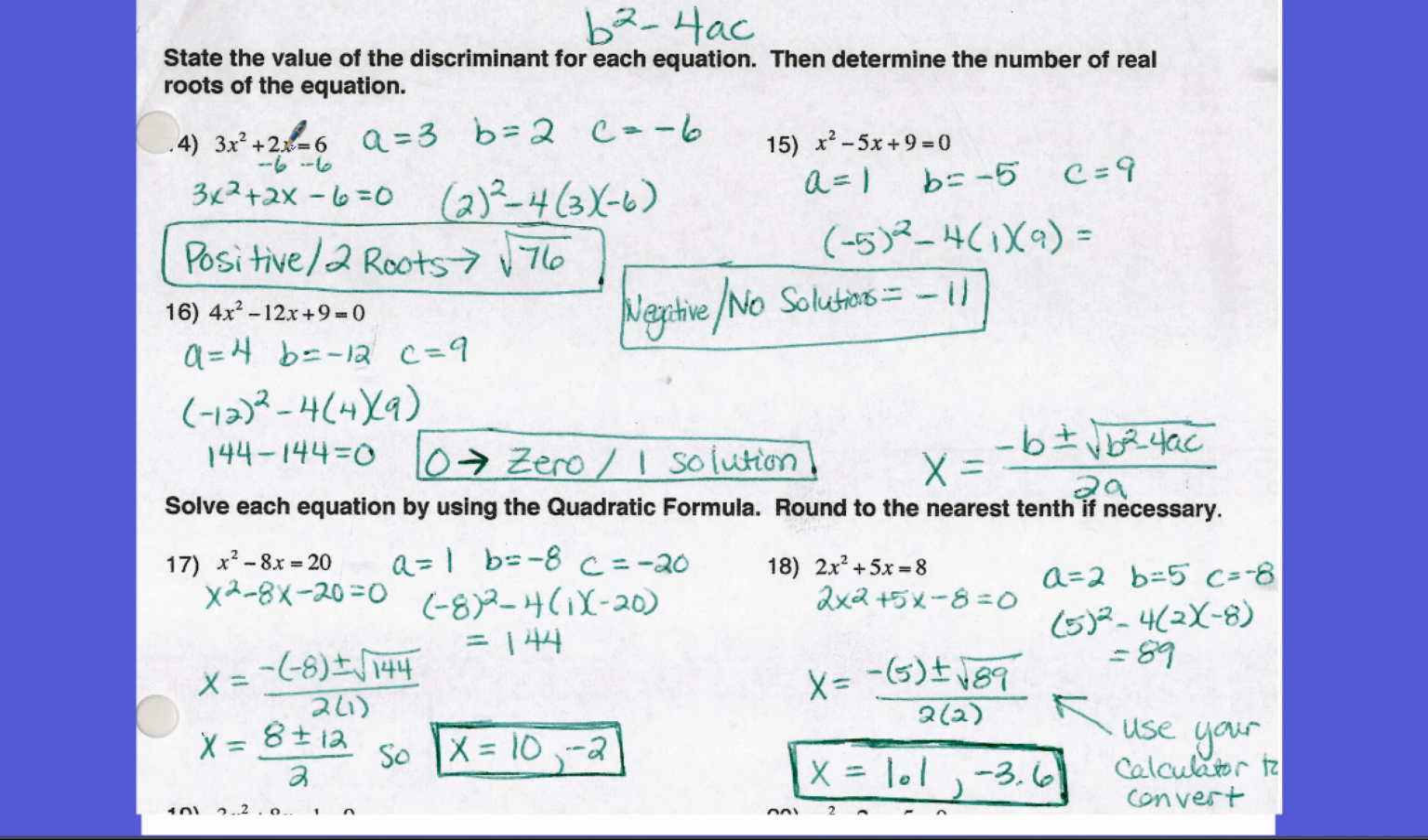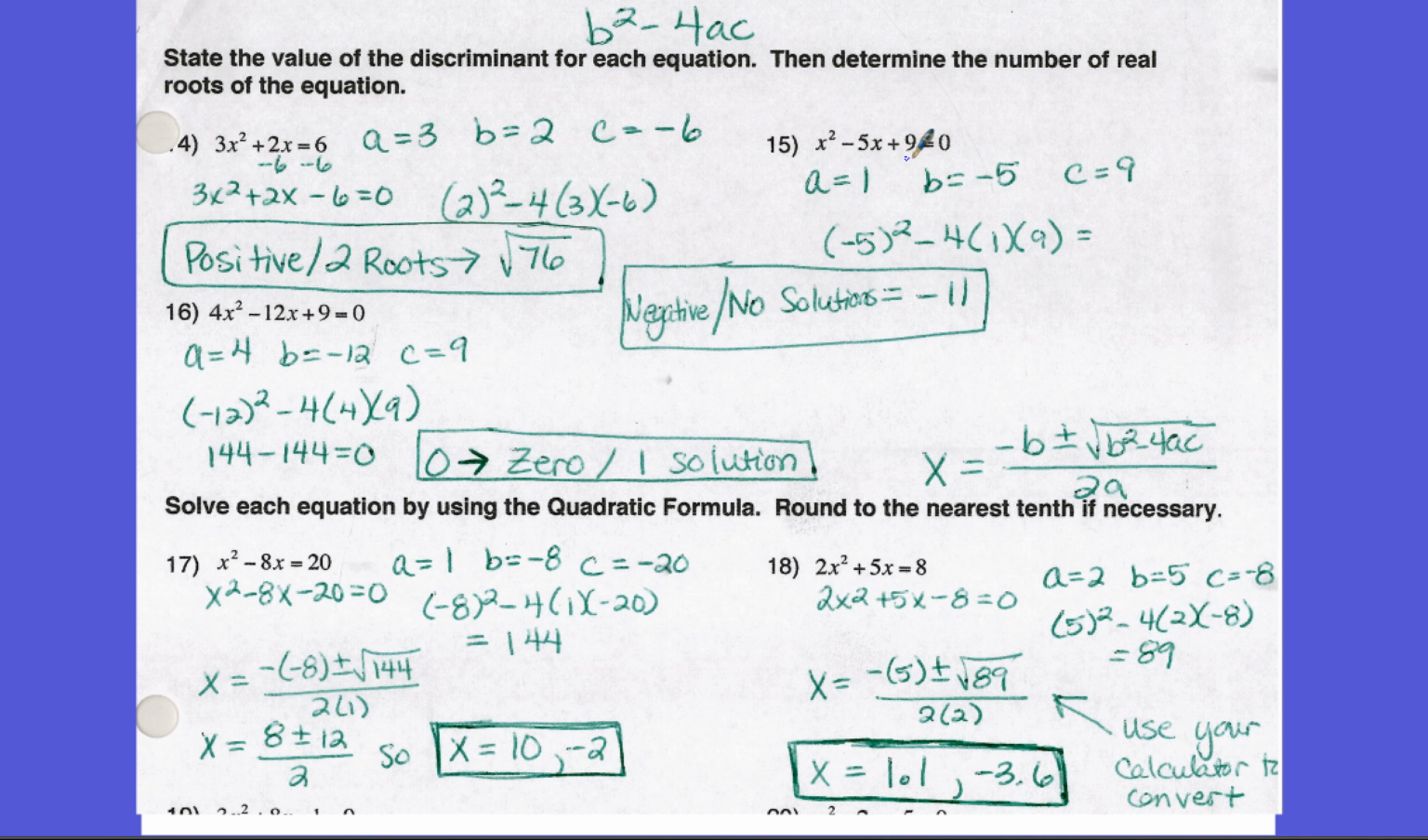So the first one, we have to set it equal to 0 first. Then I have a is 3, b is 2, and c is negative 6. Then I plug it into my formula, so I get b squared minus 4 times a times c. I got 76 here. Well, the square root of 76, that'll be positive, so I'm going to get 2 roots. That's all it's asking you for here, right now.